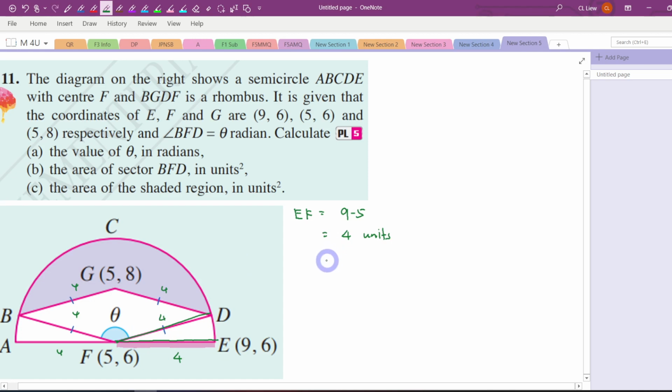Okay? Now, how do I know the distance between FG? Again, try to observe their coordinate. Same x coordinate. Therefore, we find the difference between the y coordinate. So GF is equal to 8 minus 6, which is equal to 2 units. Here's 2 units. Now, why do I want to find the distance between GF and DF? Okay, can you see a triangle over here? Now I have a right angle triangle over here.